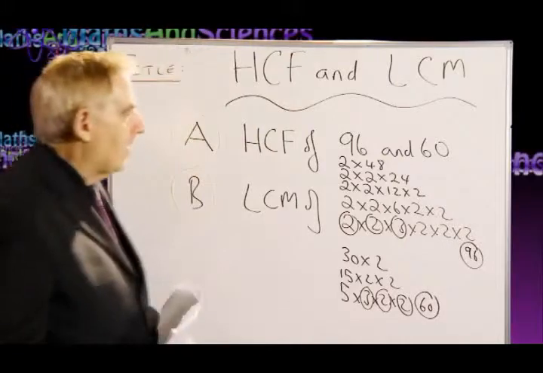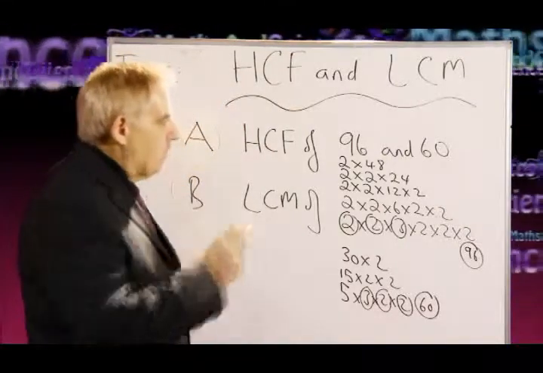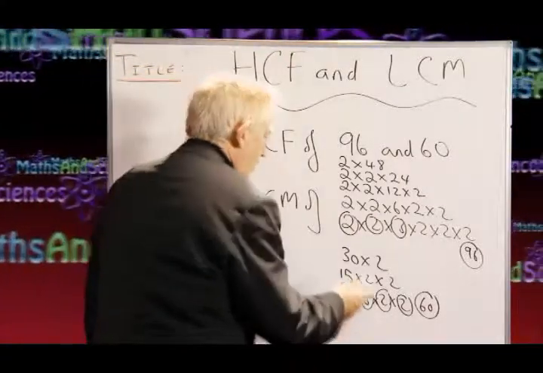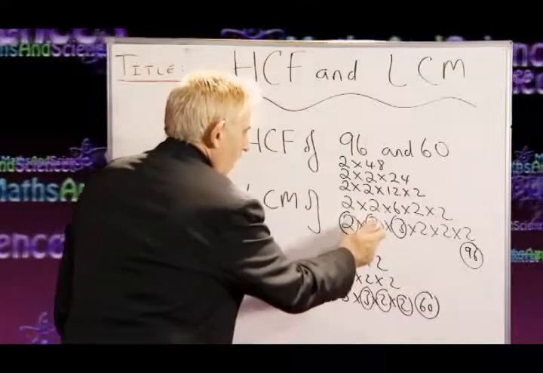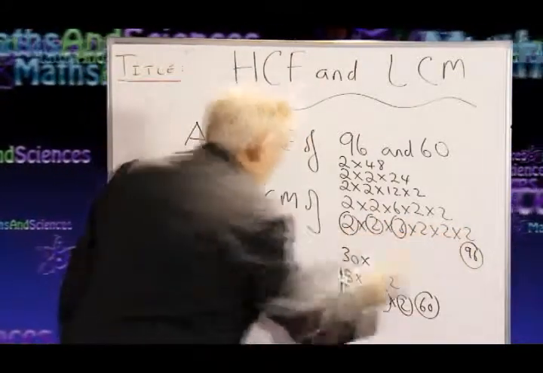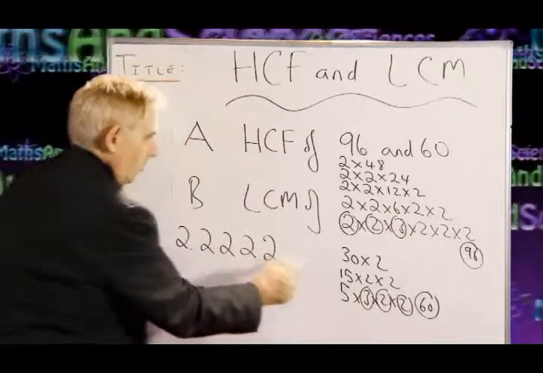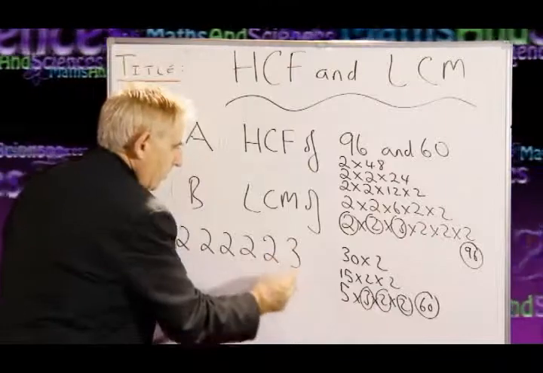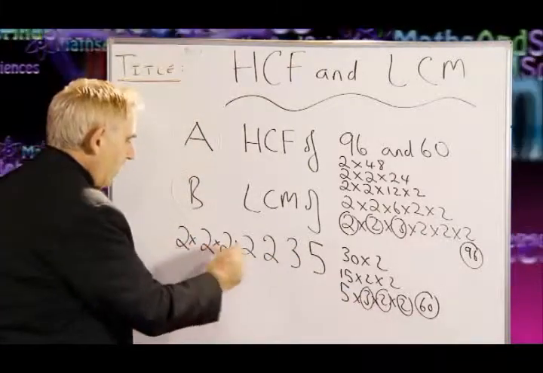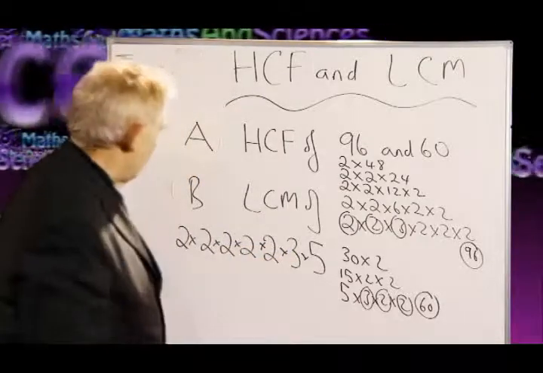And the way you do that is this. You pick out every number once that occurs. So let's see which numbers we've got. We've got a 2 and a 2 and a 2 and a 2 and a 2. We've got 5 2's. And we've got a 3. And we've got a 5. Now if you times those together, if I've done this right, that should give you the lowest common multiple. Let's see what we get.